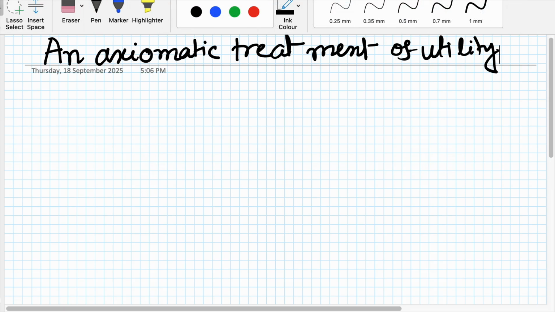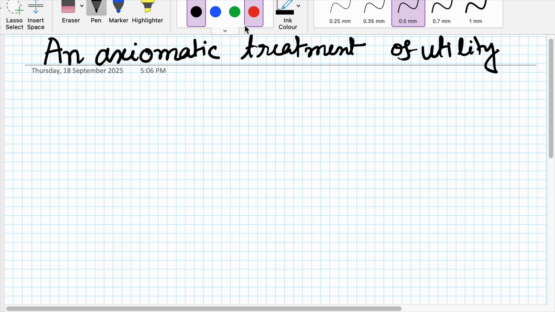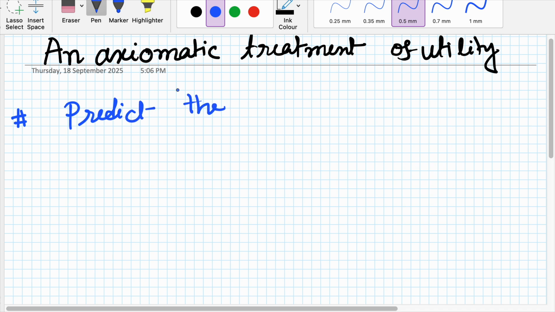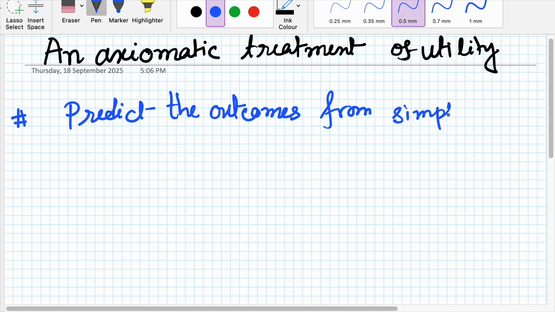So what do I mean by axiomatic treatment? By axiomatic treatment, I mean I want to predict the outcomes from some simple, realistic assumptions.